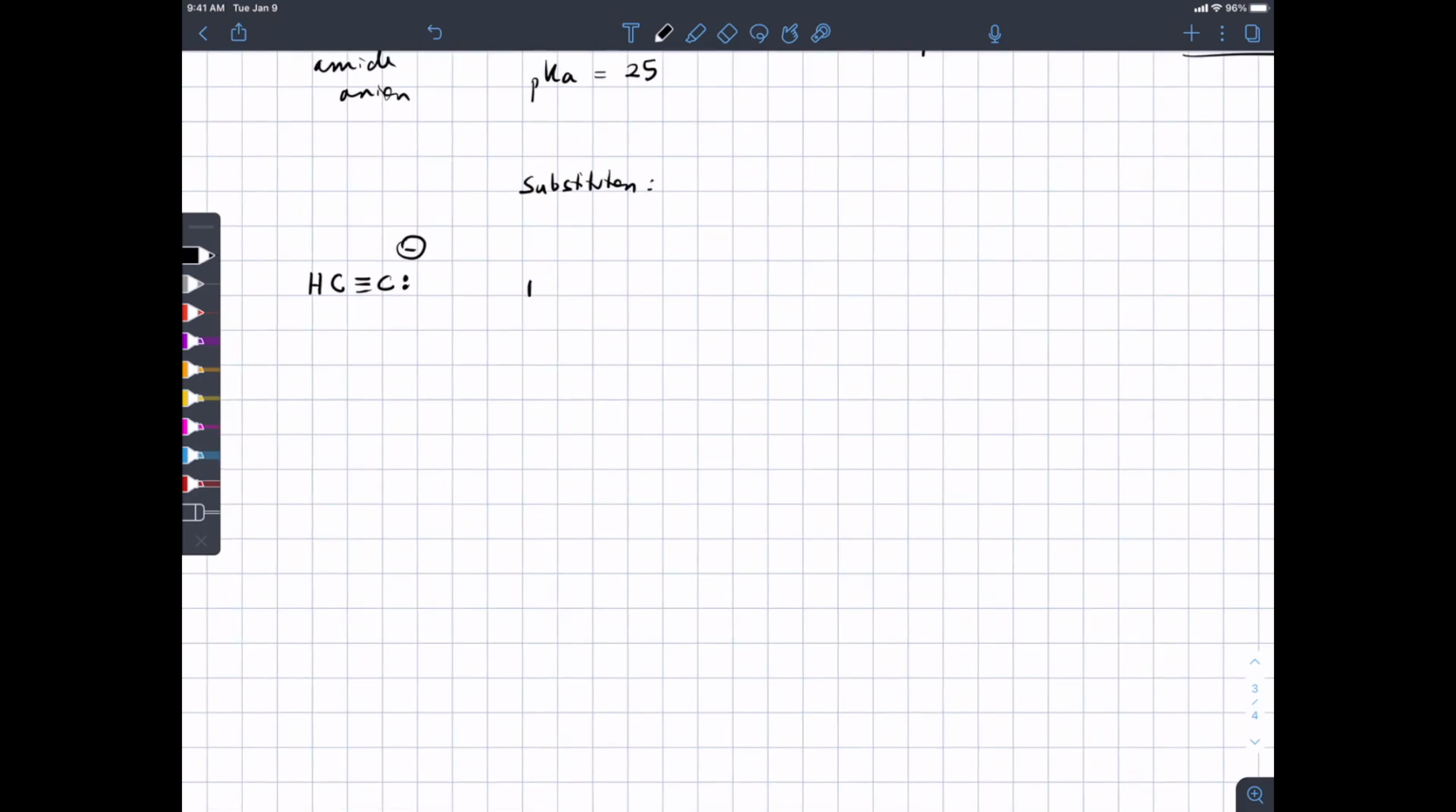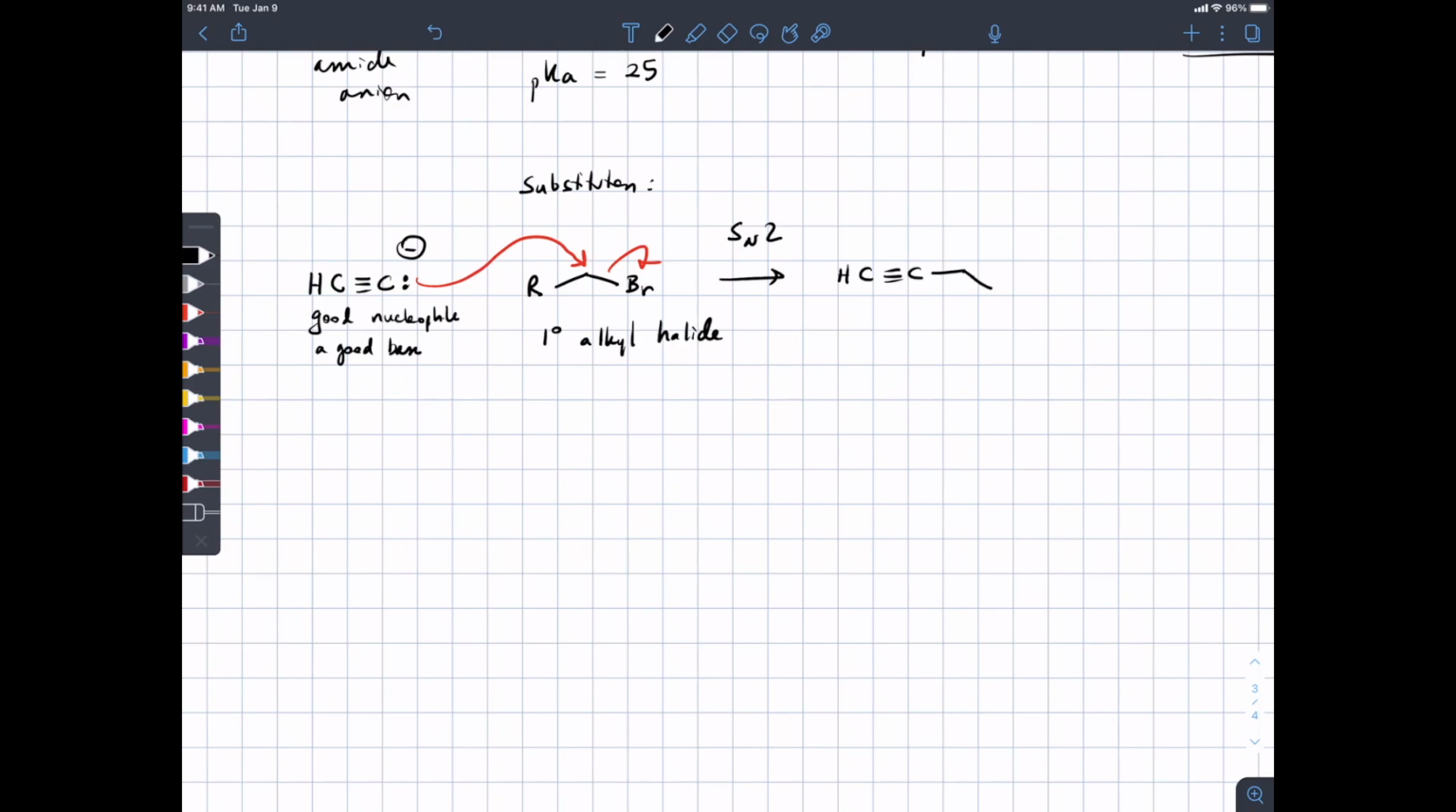If we have some kind of alkyl halide, and we would usually want it to be a primary alkyl halide to avoid the potential for an E2 reaction, because this is a good, strong nucleophile, but it's also a good base. So we want to avoid the potential for elimination. So if we stick to primary alkyl halides, SN2 is fast. And this SN2 reaction gives us a new carbon-carbon bond.